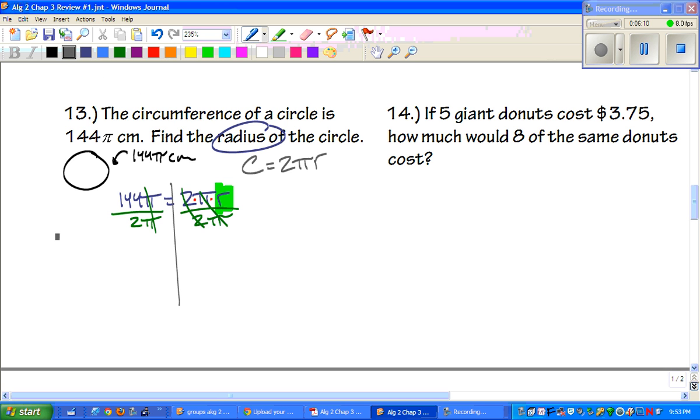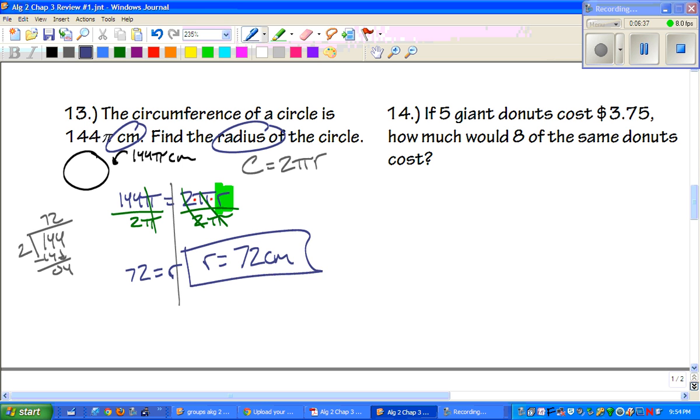Your pi's cancel. You need to do 144 divided by 2. 2 goes into 14 7 times. Bring the 4 down, and it goes into there twice. So 72 equals your radius, and that's 72 centimeters.